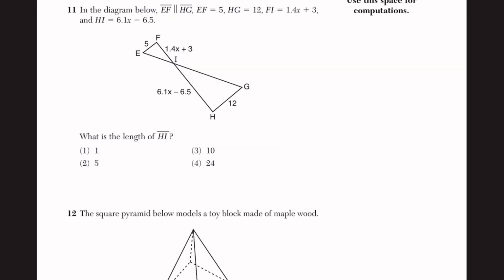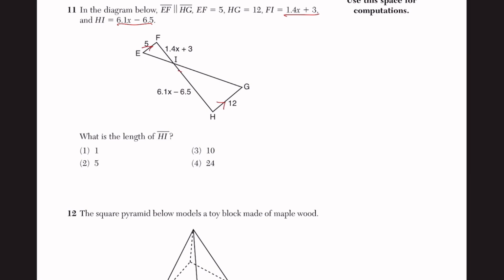In the diagram below, EF is parallel to HG, EF equals 5, HG equals 12, FI equals this value, and HI equals this value. What is the length of HI?